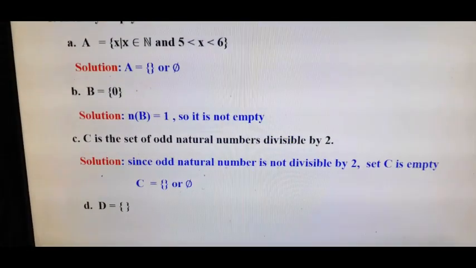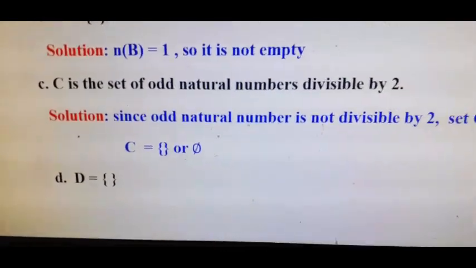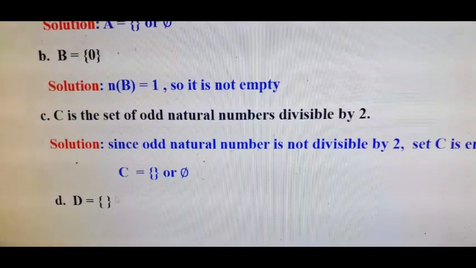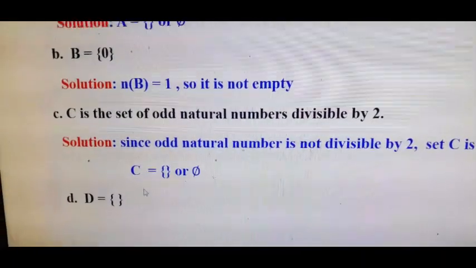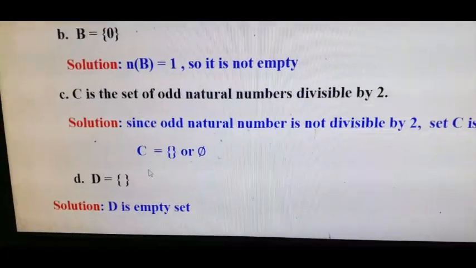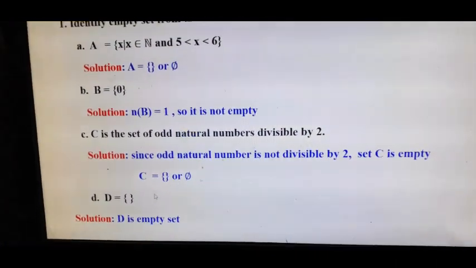The other one is D, which contains no element. The set D has no element in it. Therefore, this is what? An empty set. D is the empty set.